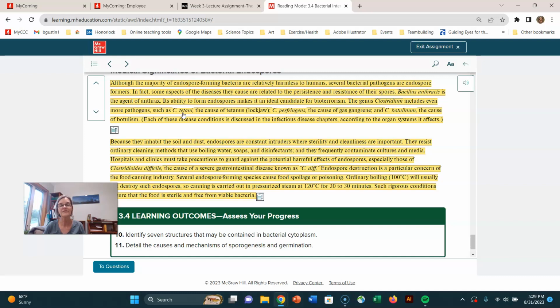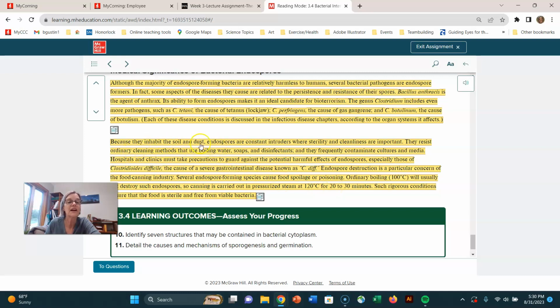So why, when we can food, do we have to heat it above boiling? Why do we need pressure? To kill the endospores. Endospores, because they're so resistant, do not easily die in the presence of boiling water. Vegetative cells will die if you boil water, but endospores will not. So it's talking about down here that ordinary boiling will not destroy endospores, so canning food must be pressurized.